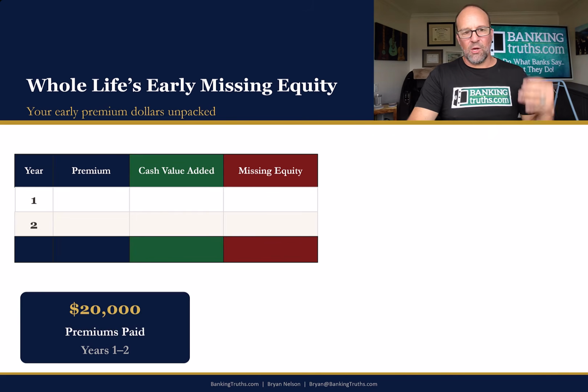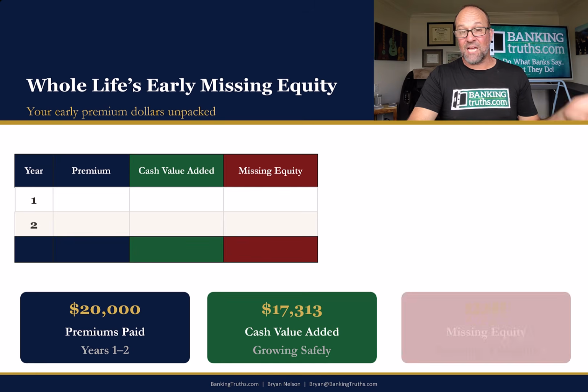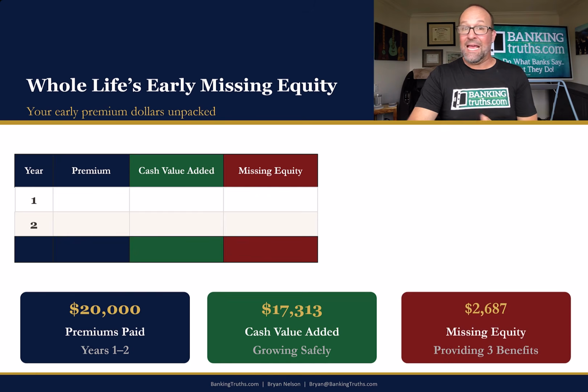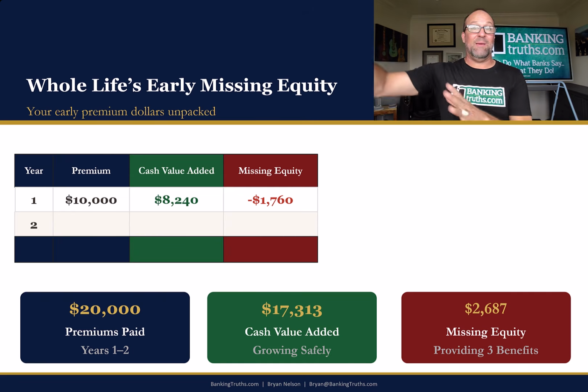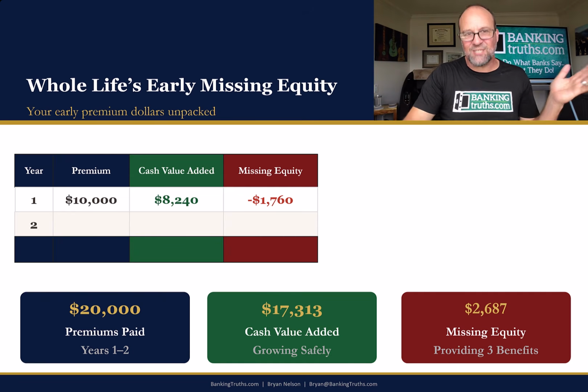So again, we're going to look at those first 2 premiums paid: 20,000 paid, only 17,000 is in cash value, 2,600 is missing. People don't like that. So how do we get those numbers? First year, 10,000 of premiums paid, only 8,200 showing up in cash value. That means 1,700 is missing from your equity. Even though you may have a savings account and it's been 10,000 forever, you weren't even going to touch that 1,700. So we're going to see what it buys you.